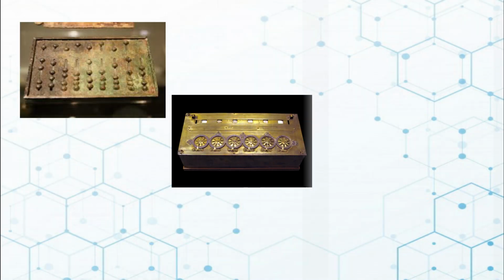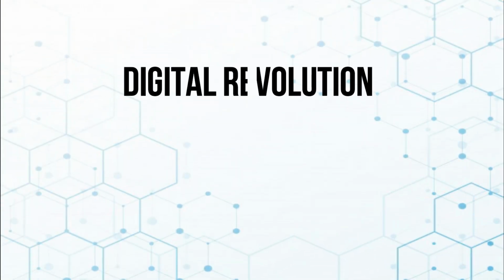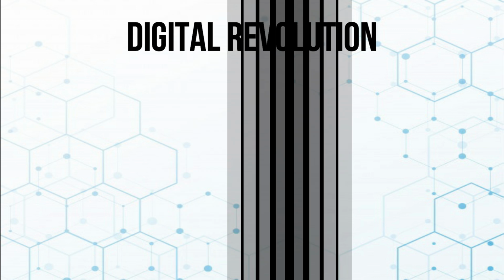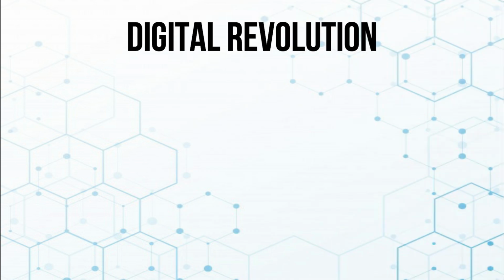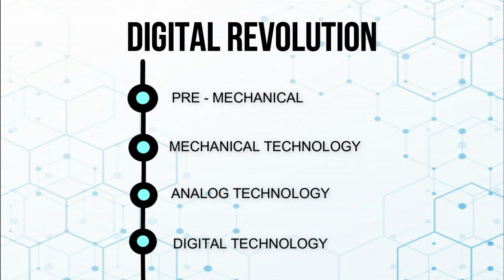The journey coming from the abacus to the creation of the Pascal line and to smartphones can be called the digital revolution. Digital revolution is defined as the evolution of technologies from mechanical to analog and to digital technology. Digital revolution has four stages: the pre-mechanical, mechanical technology, analog technology, and digital technology.